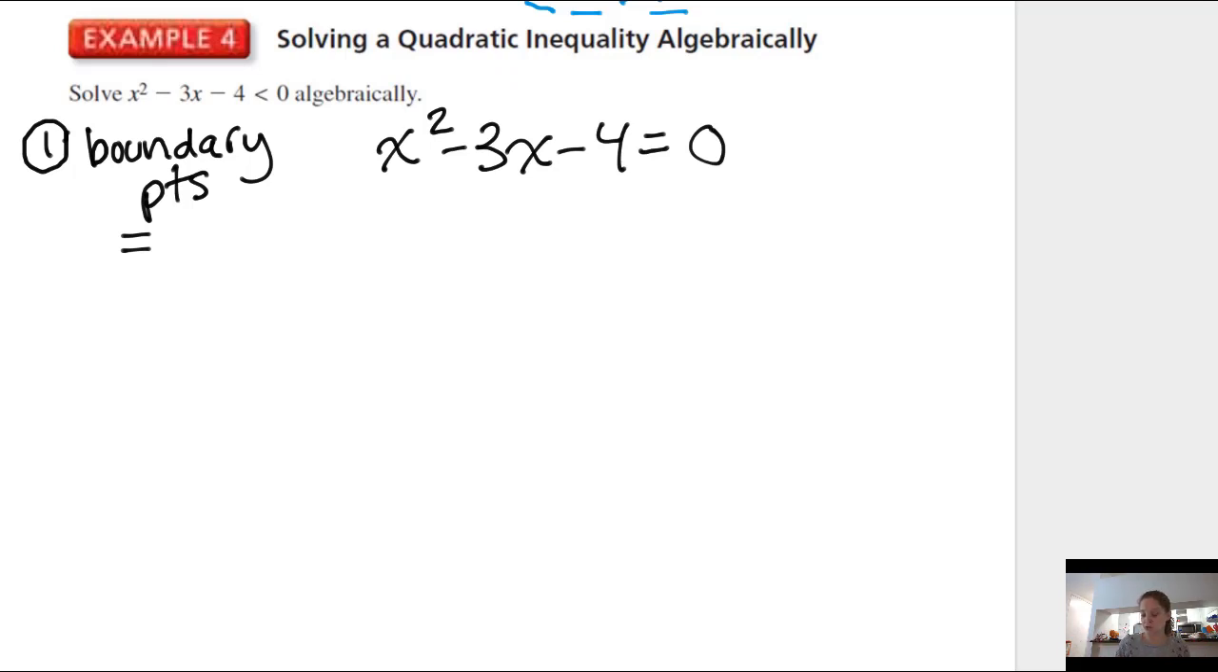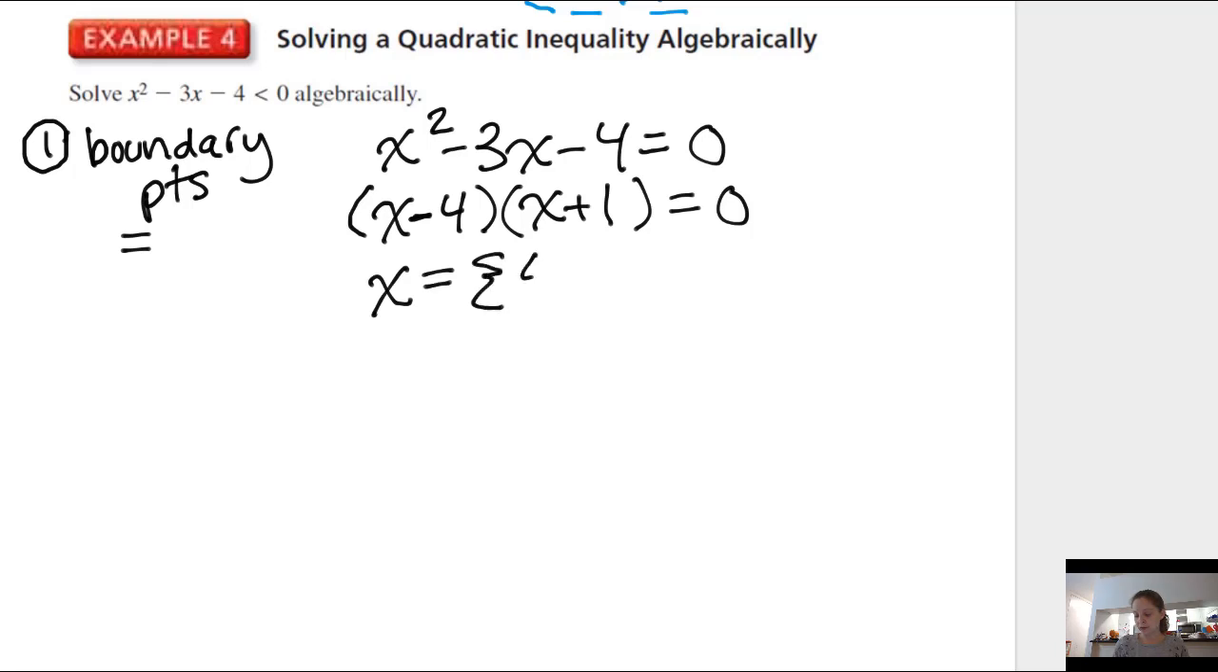This is a factorable quadratic, so I'll choose to factor it. x minus 4, x plus 1. Yep. And so my boundary points are positive 4 and negative 1. Step number 2. I'm going to plot the boundary points on a number line.